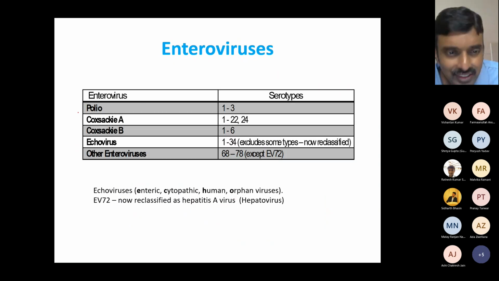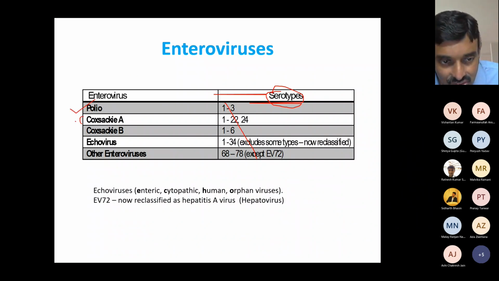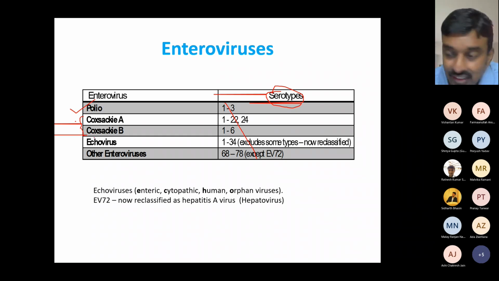Now, again, this slide, don't be threatened by this slide. You don't have to memorize it. I'll tell you what serotypes are in the next couple of slides. But you don't have to memorize these numbers. Enteroviruses include polioviruses. There are another two viruses called Coxsackie A and B virus. Coxsackie is a suburb in New York, and that's where this virus was first isolated, and that's the naming part of Coxsackie. And then there are echoviruses.